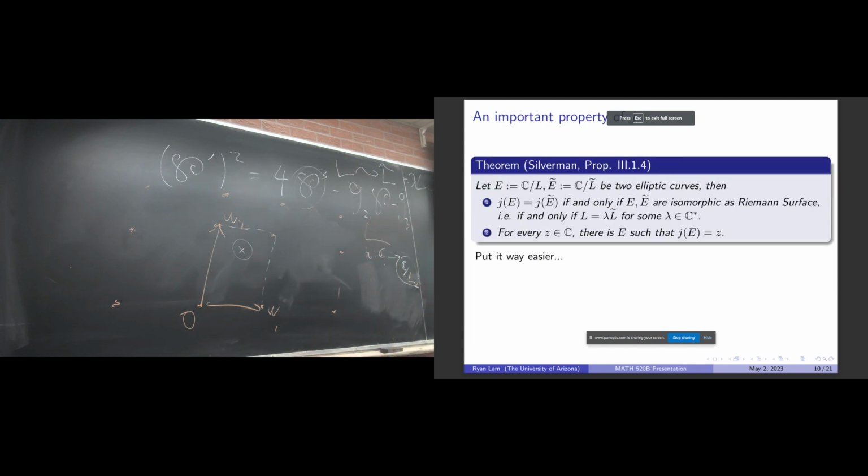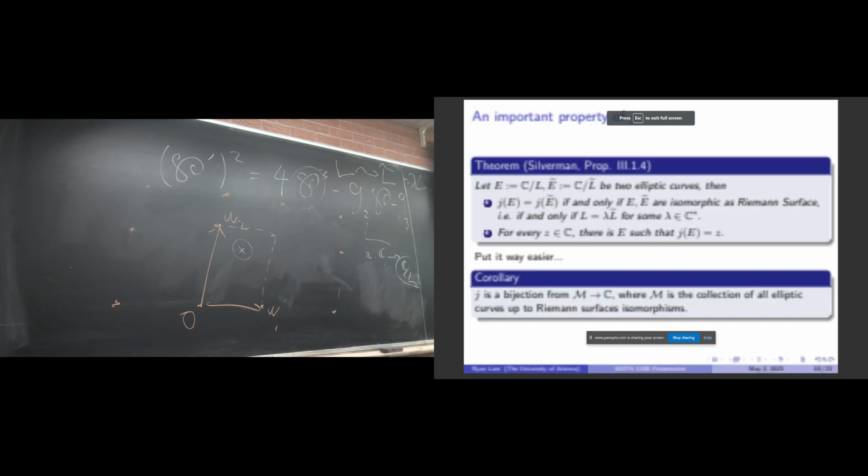And the second theorem is that for every number in the complex plane, there is an elliptic curve E such that J of E is that complex number. That seems a little bit complicated, so let's put it in even simpler terms. That means J is a bijection from a space M to C, where M is the collection of all elliptic curves, up to the equivalence condition of Riemann surface isomorphism.